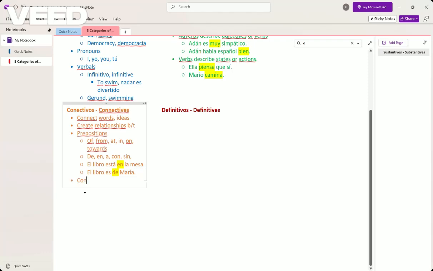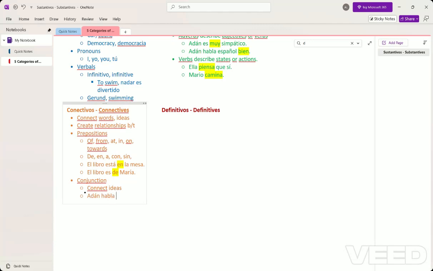They create relationships between words, between a noun and something else, or a verb and something else. The next is a conjunction. And these connect ideas, not just words. So for example, I say, Adán habla español y su esposa habla inglés.